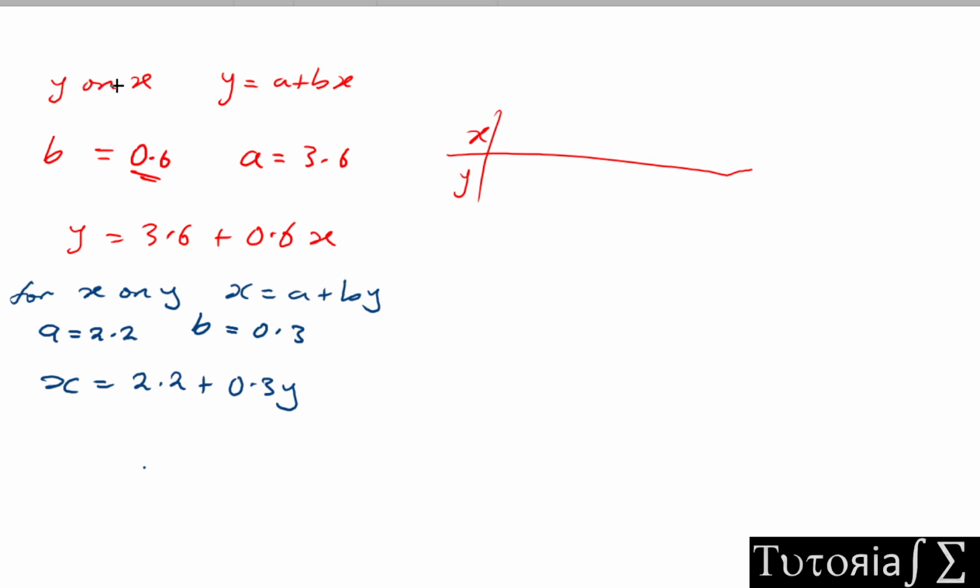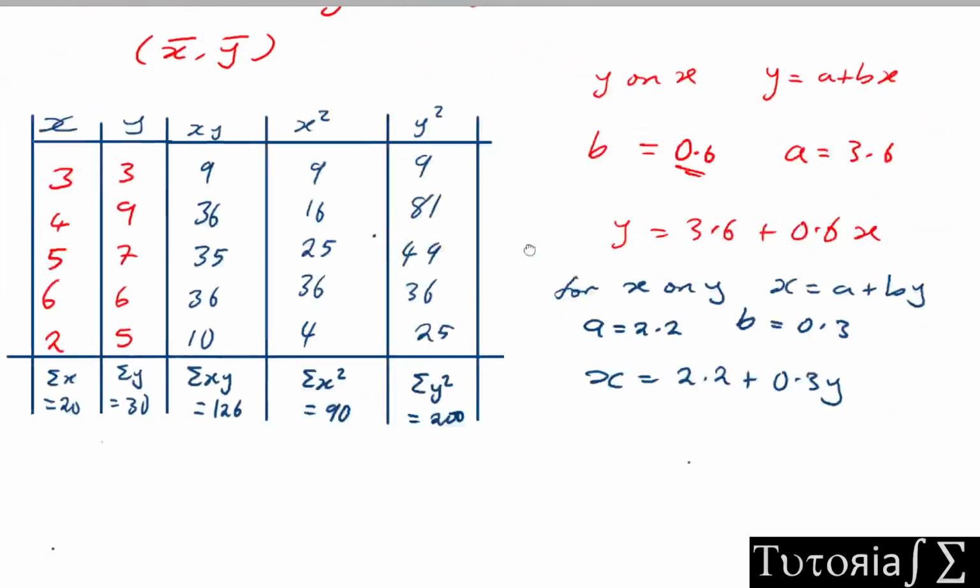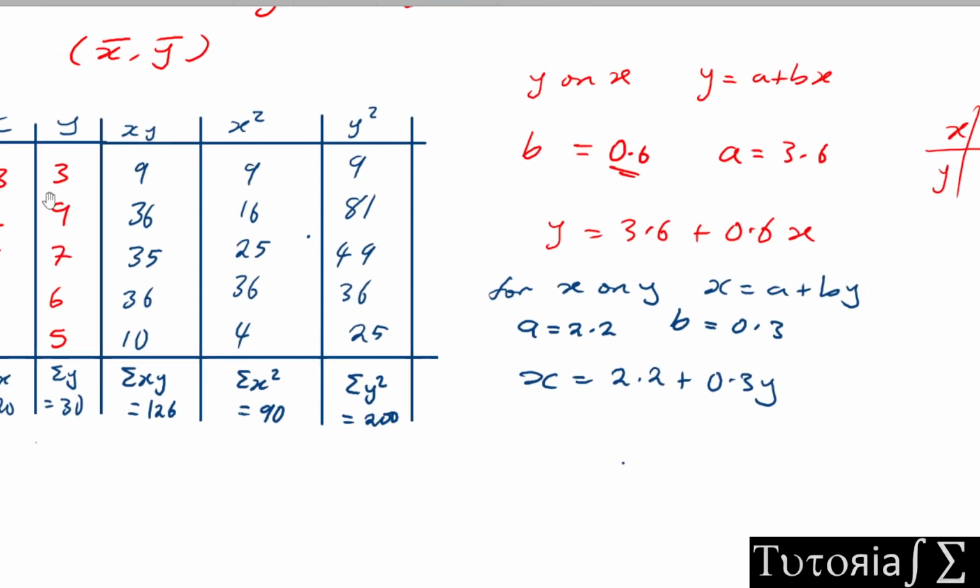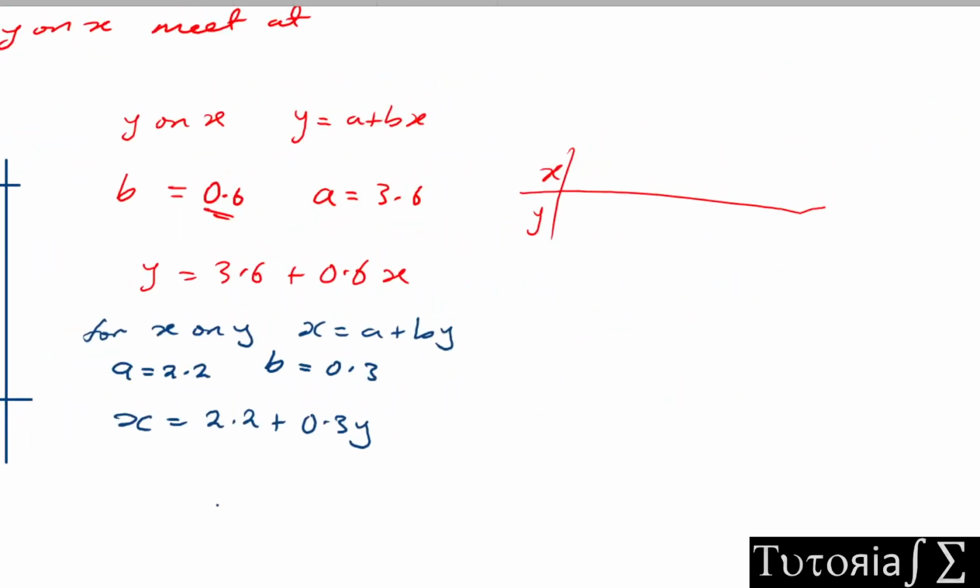So for y on x, y depends on x. So if y depends on x, then x is constant. We pick any two values of x that are a distance apart in magnitude. I've picked 3 and 6, but you can pick any two. Then we'll find the values of y for which x is 3 and for which x is 6.